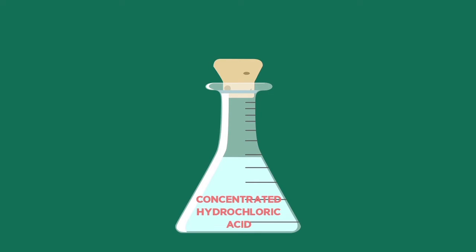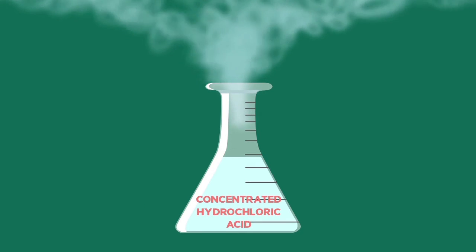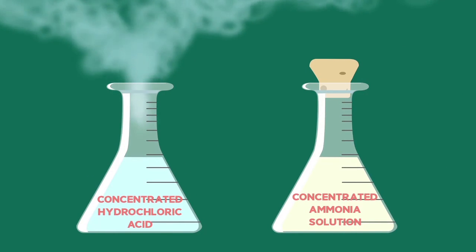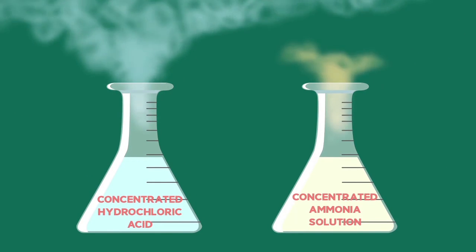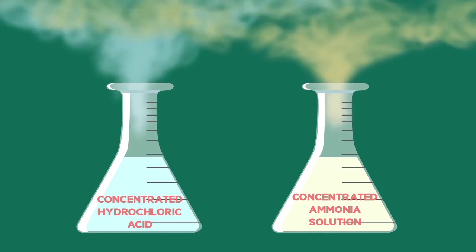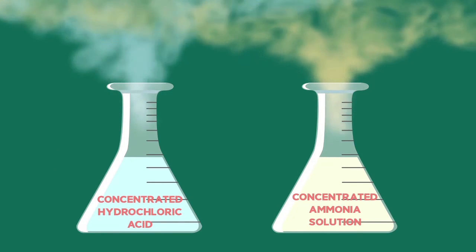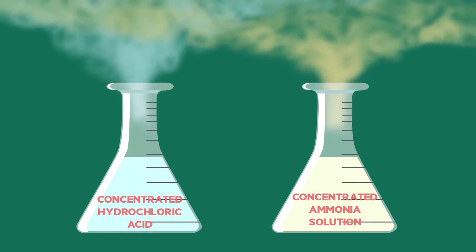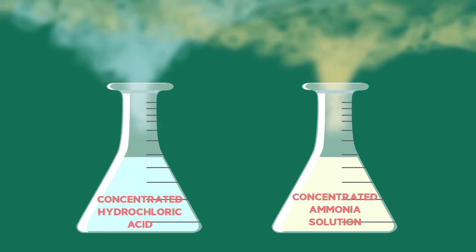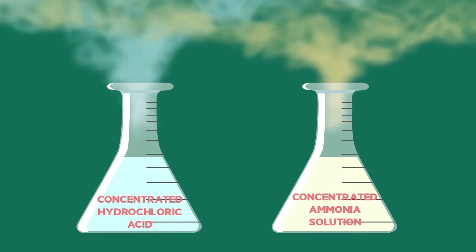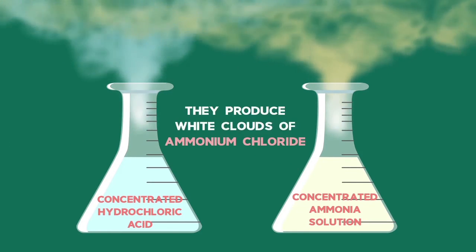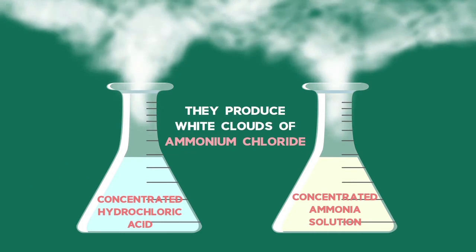Another example to practice. When you open a bottle of concentrated hydrochloric acid, hydrogen chloride gas escapes. Similarly, when a bottle of highly concentrated ammonia solution is opened, fumes of pungent ammonia escape into the air. Hydrogen chloride and ammonia are both colorless gases. They each have their characteristic odors, one with a sharp acidic smell and the other with a sharp pungent smell. These two gases react spontaneously when they come into contact. They produce white clouds of ammonium chloride.